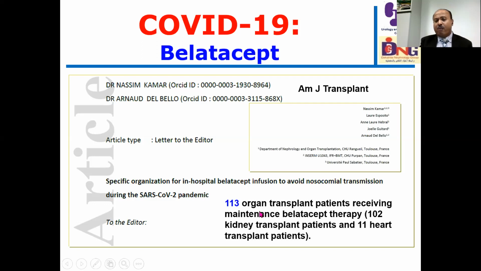And this is an experience from a French center. They had 113 organ transplanted patients, the majority kidney transplantation, 102, and 11 cardiac transplantation. They applied a strict rule for infection control, and they succeeded in maintaining belatacept. One interesting note is that they found cytokine release syndrome is not so severe with belatacept. Why? Because belatacept, as a co-stimulation blockade, may reduce the cytokine storm.